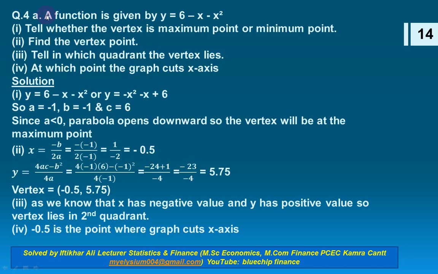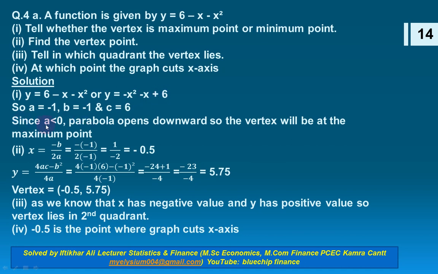Question number 4 is that a function is given by y equals 6 minus x square. Tell whether the vertex is a maximum point or minimum point. Find the vertex point. Tell in which quadrant the vertex lies, and at which point the graph cuts the x-axis. So first of all, y equals 6 minus x square, or we can say y equals minus x square minus x plus 6. So A here is, according to the quadratic equation, minus 1, B is minus 1, and C is 6.